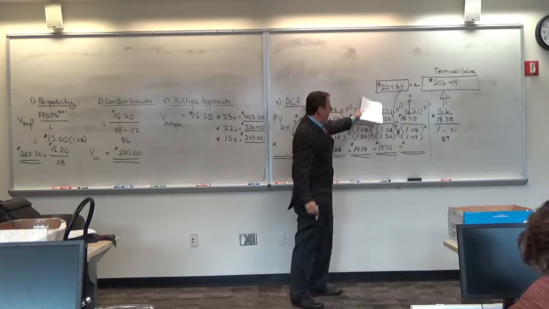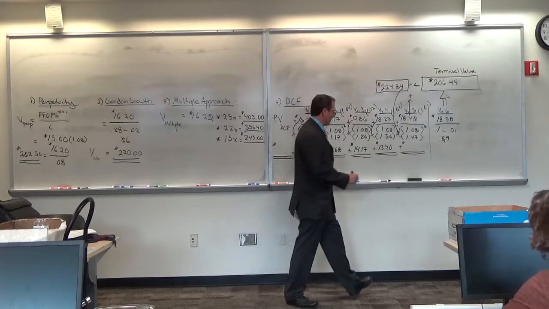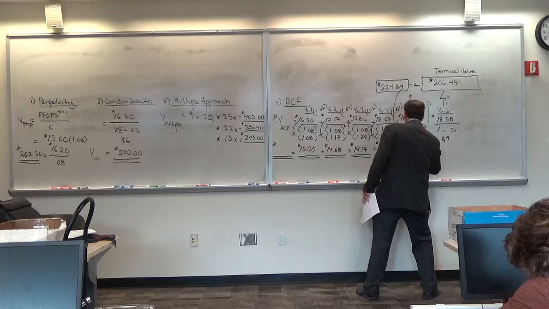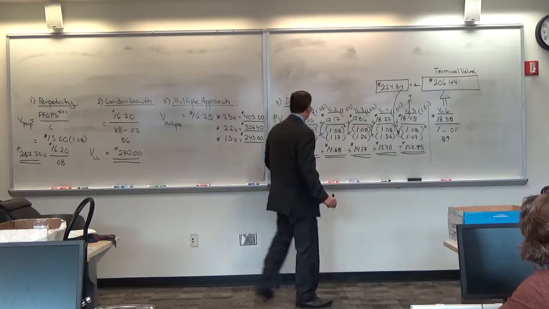So what's 224.84 divided by 1.47? 152.95. Yeah. And then if you add those up, what do you get?